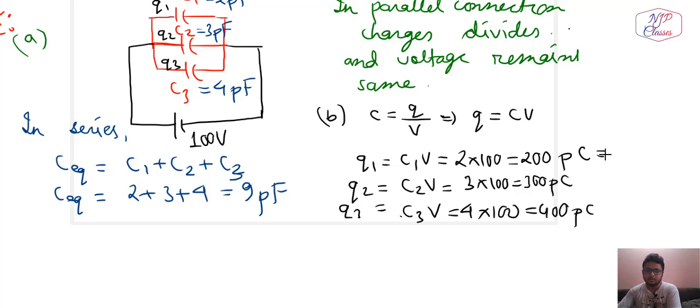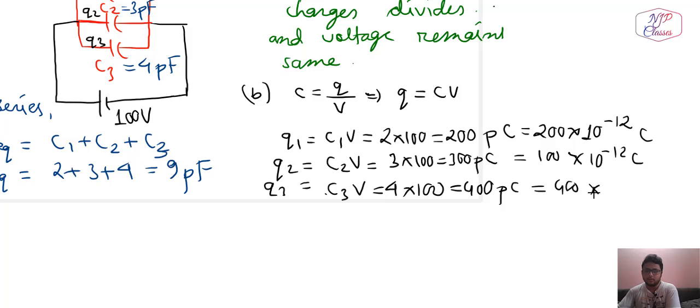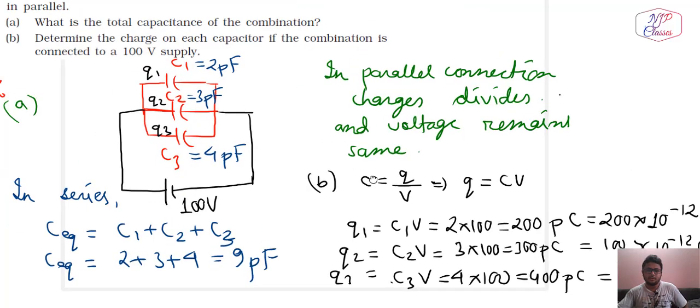Okay, if you want to write the charge in terms of coulomb, you can write 200 into 10 to the power minus 12 coulomb, or 2 into 10 to the power minus 10 coulomb. Then 300 into 10 to the power minus 12 coulomb, 400 into 10 to the power minus 12 coulomb. This you can further simplify: 2 into 10 to the power minus 10, 3 into 10 to the power minus 10, 4 into 10 to the power minus 10 coulomb. Is it clear? Did you understand?